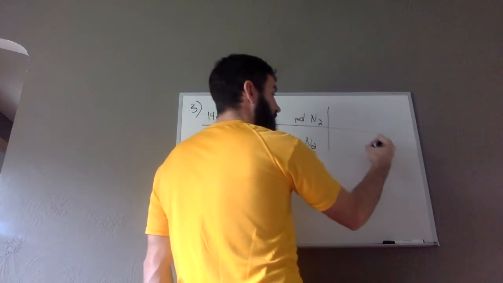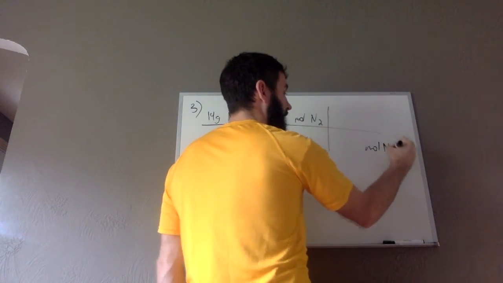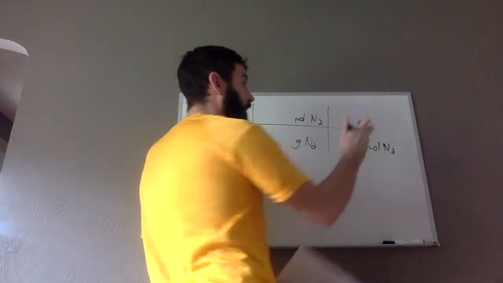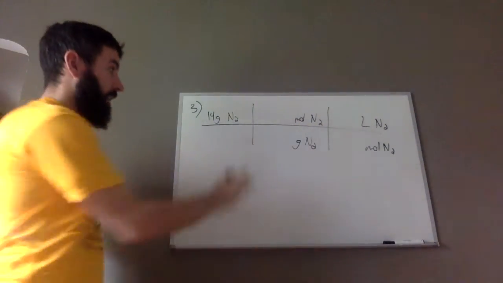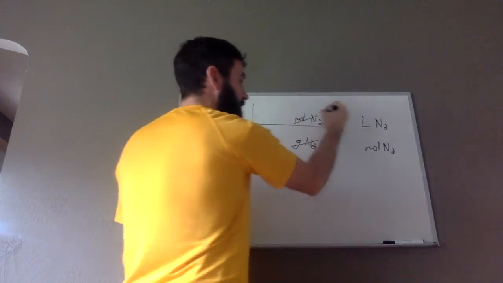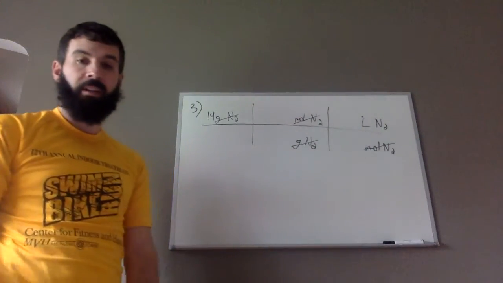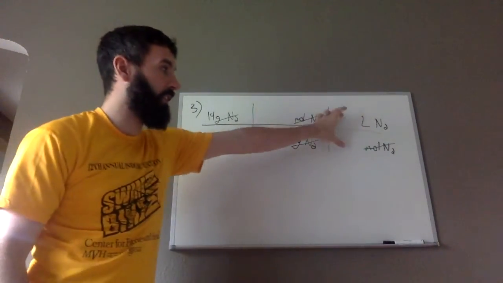Okay, then moles of nitrogen have to come down here. And the problem asks me to solve for volume, which is liters of N2. Okay, again, this unit and this unit, this unit and this unit cancel out. Now I just stick in my 2 conversion factors and I'm done.